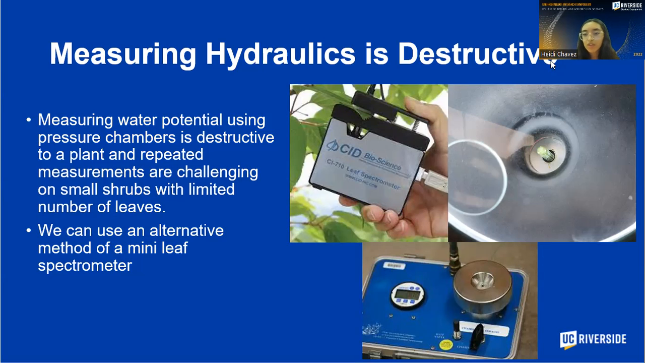So an alternative method we could use is the mini leaf spectrometer, which is shown at the top left. As seen, we could just take it outside and put it up to a leaf to take in any water band measurements without having to cut the leaf and take it back to the lab. It's a much faster way of getting measurements.